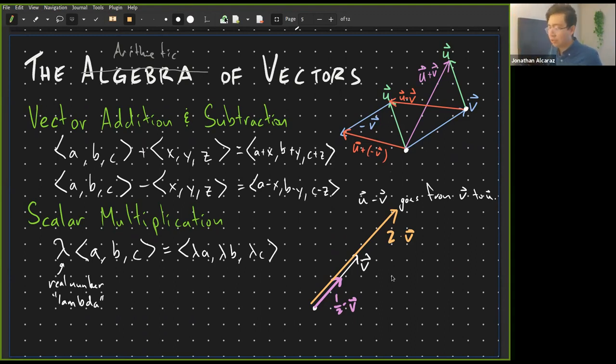And then there's also negatives, right? So if I multiplied by -1, I would get something like this. So this is -1 times V. Cool. Any questions?